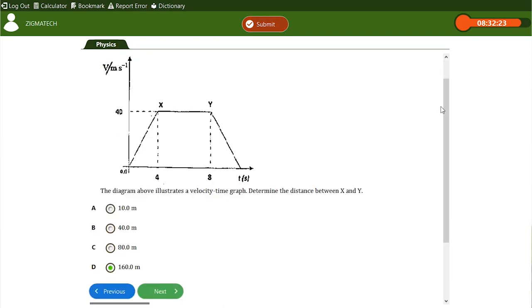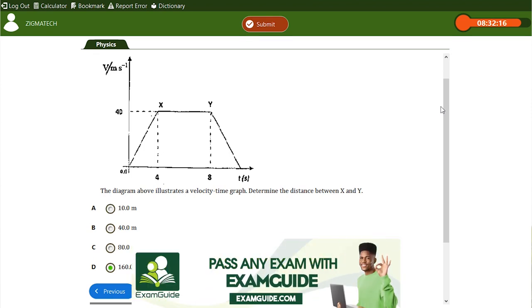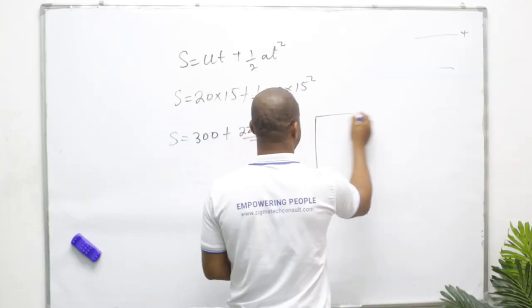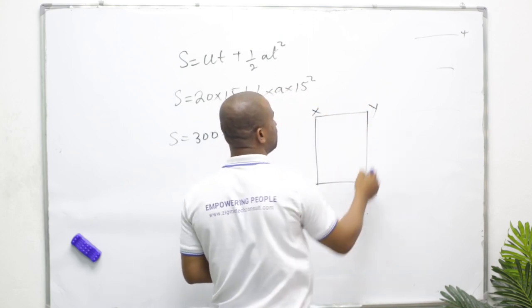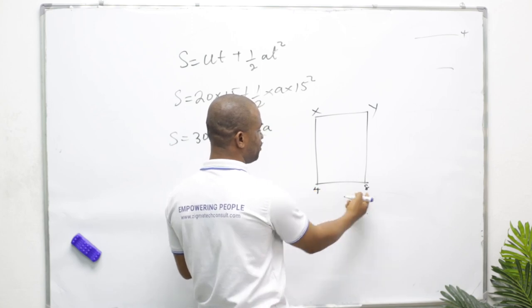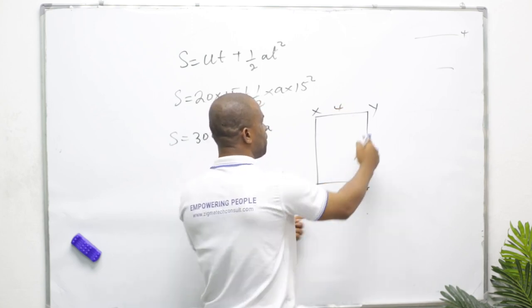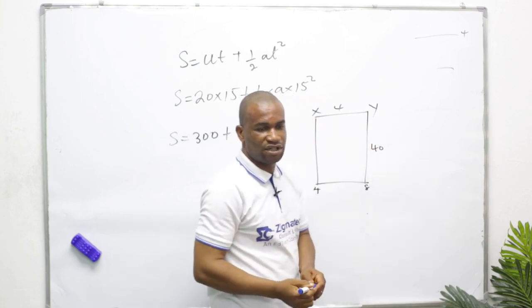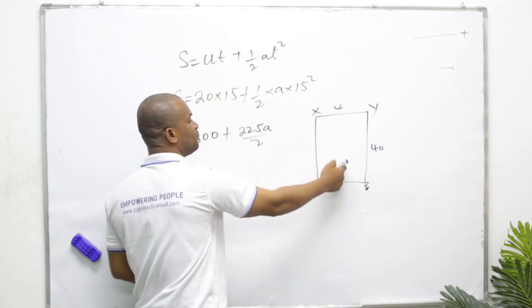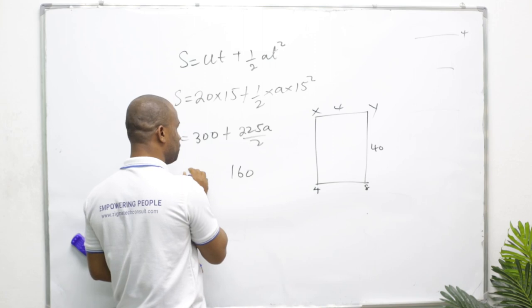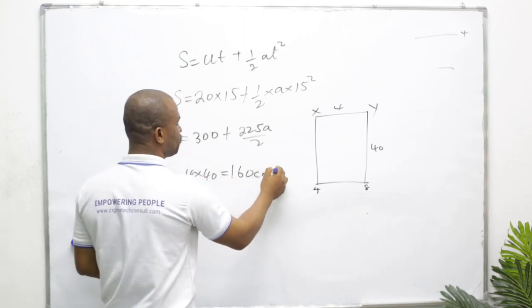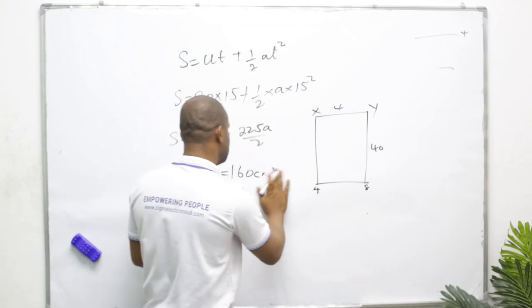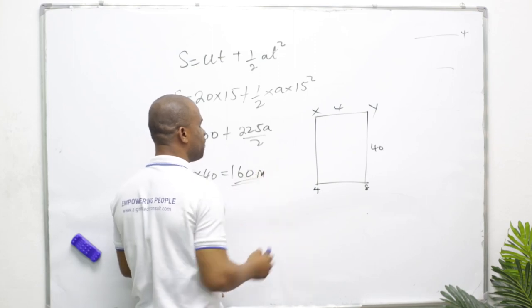The diagram above illustrates a velocity time graph. Determine the distance between X and Y. Okay, the distance on a velocity time graph is always the area covered by the graph. So the area between X and Y is a rectangle. The time separation can be 4 because 8 minus this is 4. From here to this place is 40. So the area of this rectangle is 160 because 4 times 40 is 160. Is it cm squared? No, 160 meters.